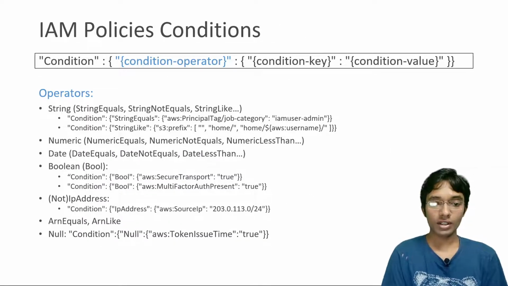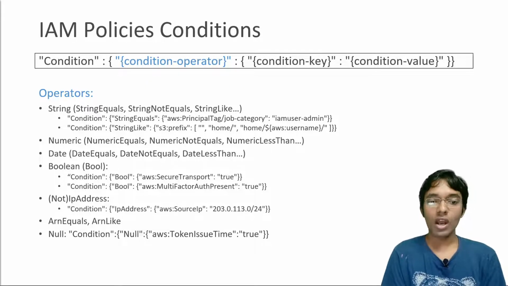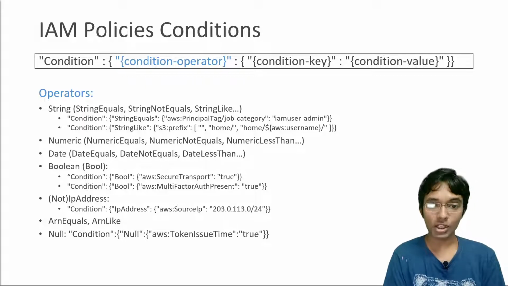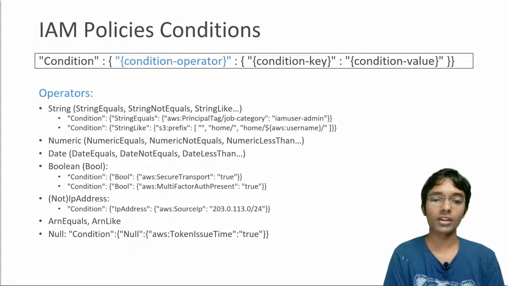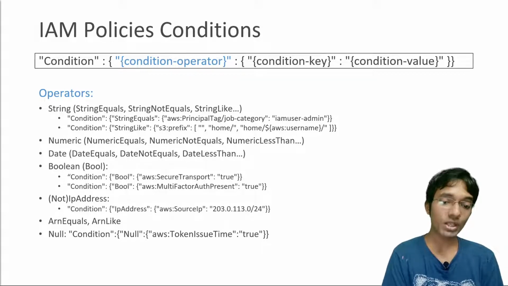Next is the conditions in IAM policies. This is what a condition would look like. We have a condition operator, a condition key, and a condition value. And we can do a lot of crazy things with conditions. The first one is going to be a string operator. For example, you are saying I want my principal tag to be job category, I am user admin. So this is when you look at tags, or you can look at, for example, the prefix for this S3 bucket policy to say that we want the users to only access a specific home directory.